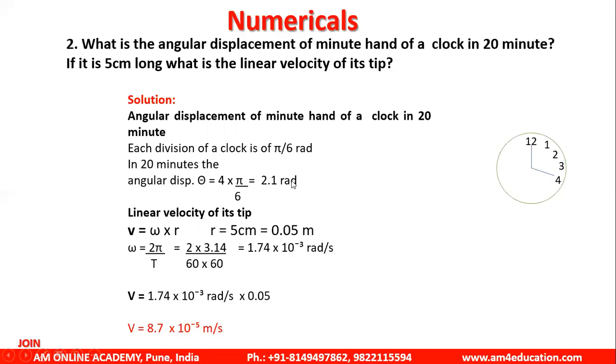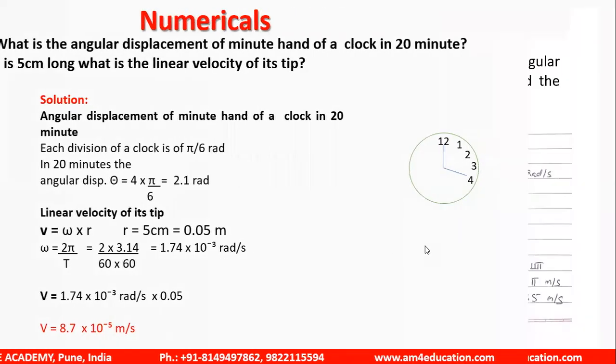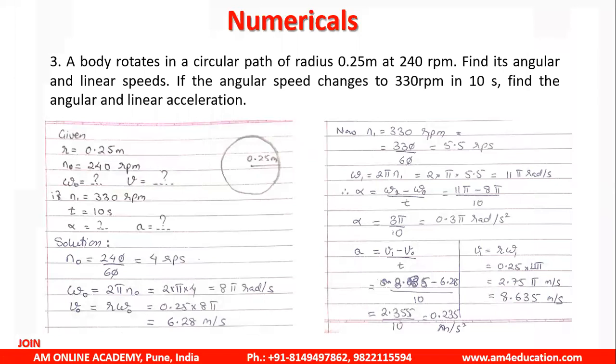So in this way, we can calculate the linear velocity of the tip of the hand, or even we can find out the linear velocity of a particle performing circular motion. In other cases, we just have an object which is performing a circular motion. If you know the radius of the circular motion, you can find out the linear velocity of that particle. Let us move further here.